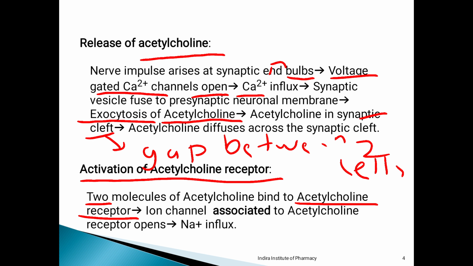Once the acetylcholine molecule binds to its receptor, the ion channel is associated with the acetylcholine receptor. Just remember this word. The green color structure that you all see is the ion channel, and on it there is a small groove for acetylcholine to bind. So acetylcholine receptors are closely associated with the ion channel.